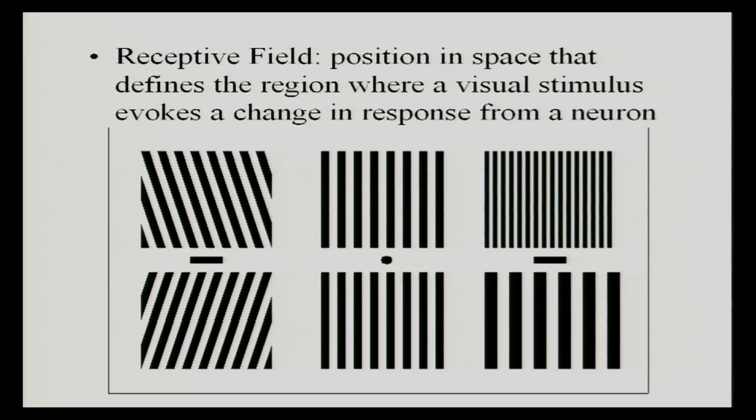So each of these lines is actually represented by the receptive fields of a bunch of neurons distributed across them. So if I fixate here, then this is my upper visual field, this is my lower visual field, and in each of these positions I have a bunch of receptive fields. And so this image is represented by a whole population of neurons.